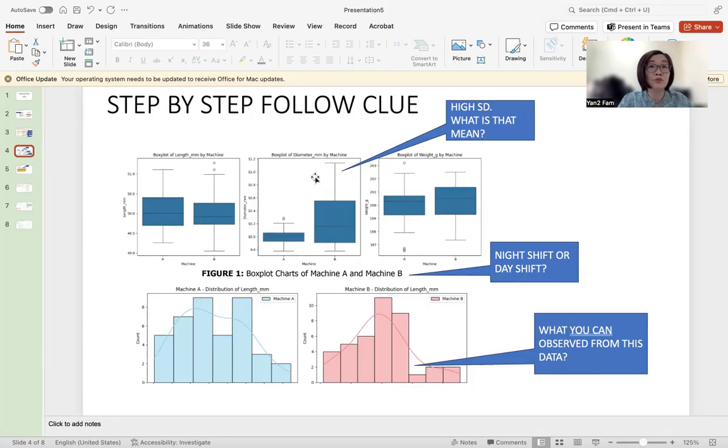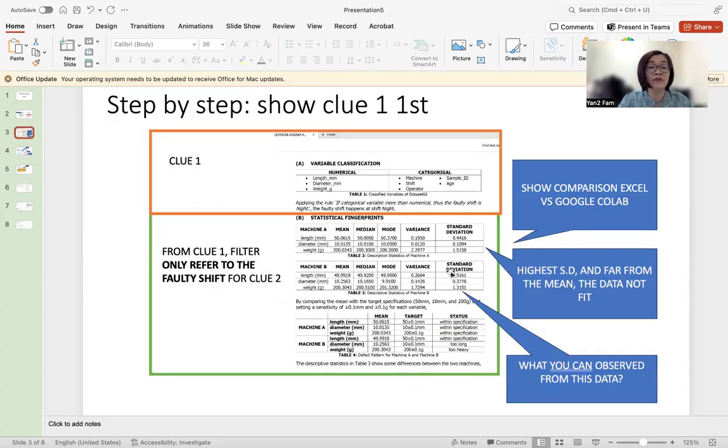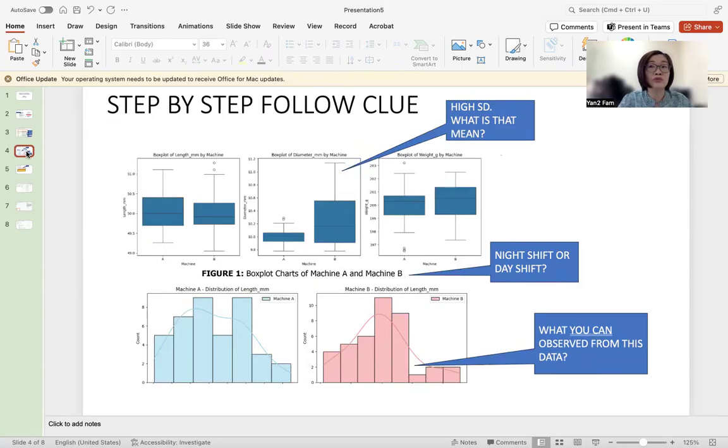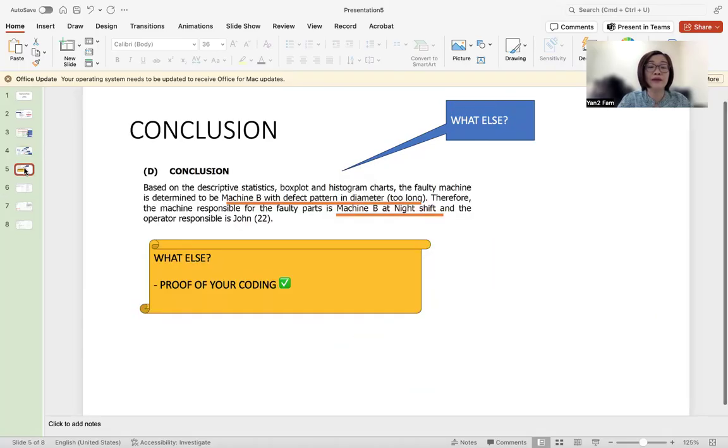This dot box plot is actually another way to help you double check with your clue tool. And what you can observe from this data, you can explain a little bit. So most of the shifts are in a bell curve, it's very random, and so on. Not just showing the graph, okay?